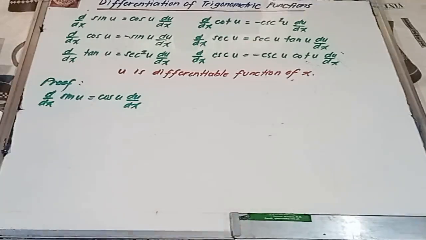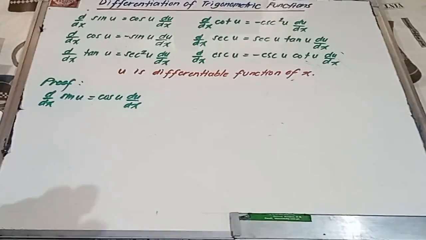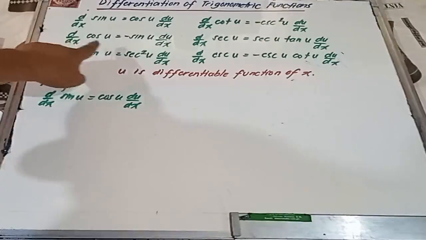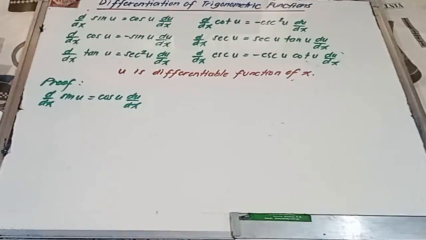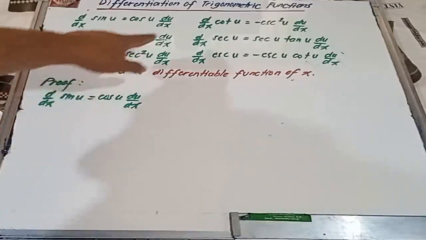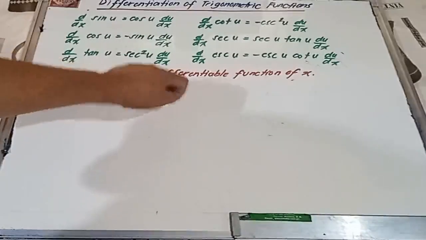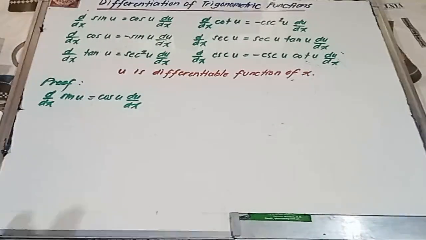Okay. So here are the 6 formulas that we're going to use for differentiating trigonometric functions. The derivative of sine u equals cosine u times du over dx. The derivative of cosine u equals negative sine u times du over dx. The derivative of tangent u equals secant squared u times du over dx. The derivative of cotangent u equals negative cosecant squared u times du over dx. Derivative of secant u equals secant u times tangent u times derivative of u with respect to x. The derivative of cosecant u equals negative cosecant u times cotangent u times du over dx.